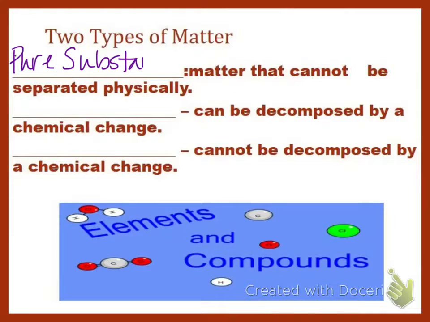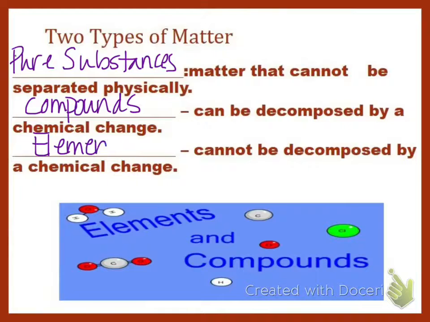And then within the pure substances, there are two types. There's the type that can be decomposed by chemical means, such as compounds. So in other words, if I had water, which is H2O, and I ran an electric current through it, I could break it down into oxygen and hydrogen. And then of course elements are the simplest form, and they cannot be broken down any further, even by a chemical change.